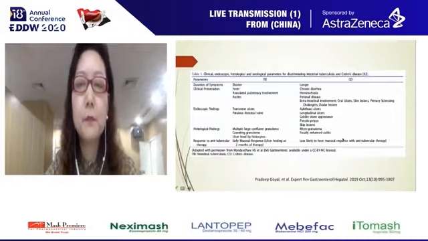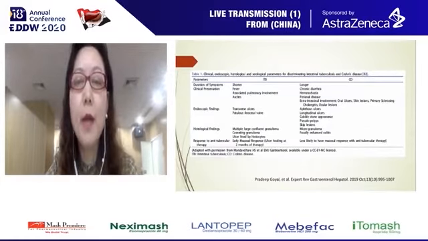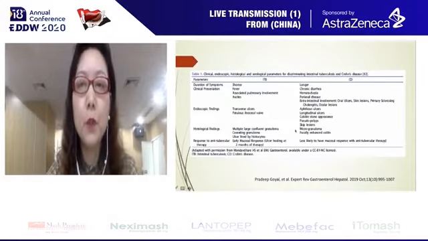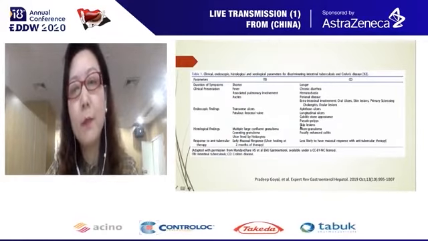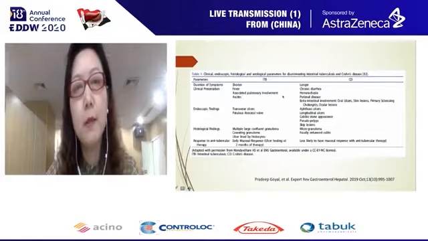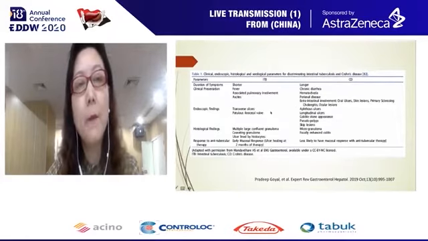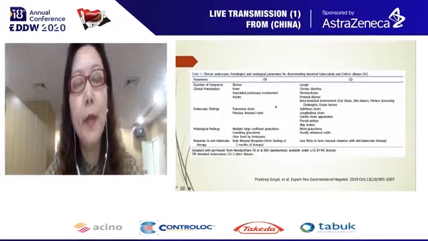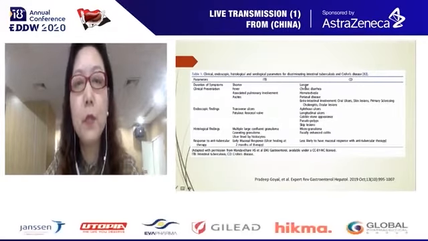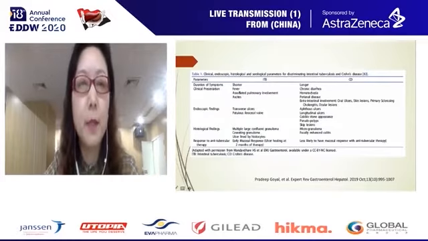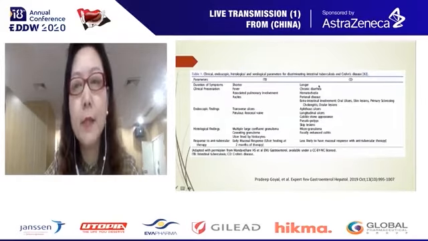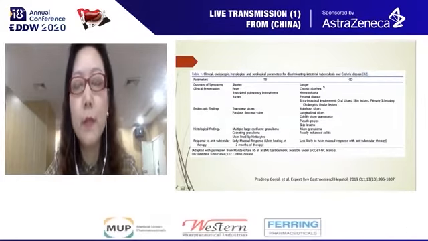And since TB is highly prevalent in China, the differentiation between ITB and CD has always been challenging for us. Here's a comparison of clinical, endoscopic, histological, and serologic parameters to discriminate ITB and CD. For duration of symptoms, ITB is shorter and CD is longer. The duration of disease is longer.